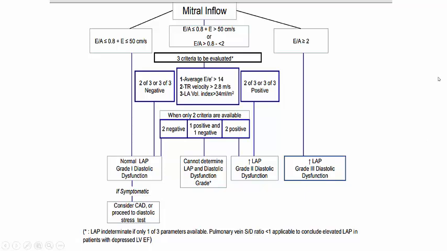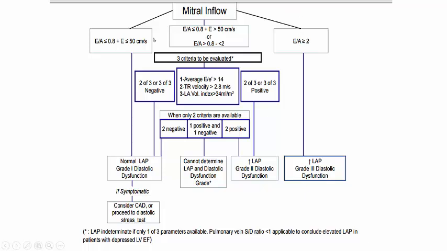Second, if the E over A ratio is more than or equal to 2, that means the patient has increased left atrial pressure, grade 3 diastolic dysfunction, and in this situation, if the patient complains of dyspnea, the cardiac cause, diastolic dysfunction, is a very high possibility for this dyspnea.